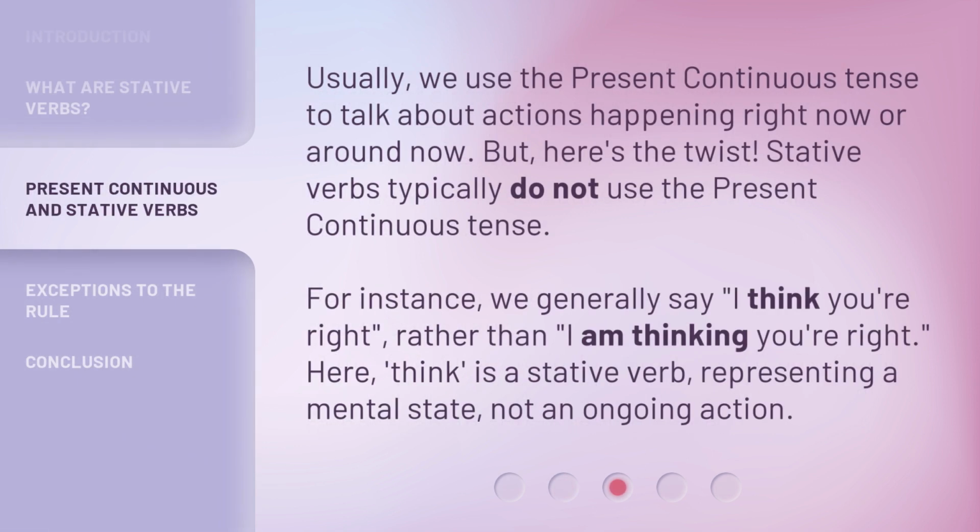Usually, we use the present continuous tense to talk about actions happening right now or around now. But, here's the twist. Stative verbs typically do not use the present continuous tense. For instance, we generally say, I think you're right, rather than, I am thinking you're right. Here, think is a stative verb, representing a mental state, not an ongoing action.